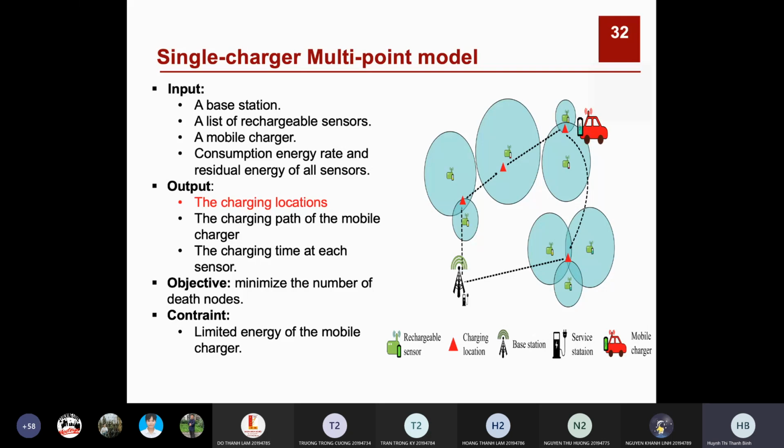And the output is the charging location, the charging path of the mobile charger, and the charging time at each sensor. We need to find the charging locations, the red triangles, for the mobile charger to come to and provide energy for 2 or 3 sensors around the triangle.